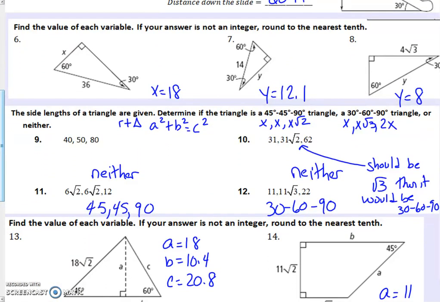Okay. So this is a 6, 7, and 8. Again, you're using their 30, 60s. You only have to find x.